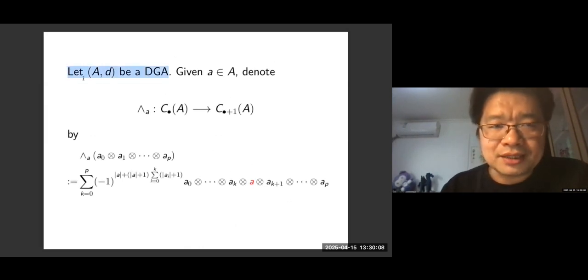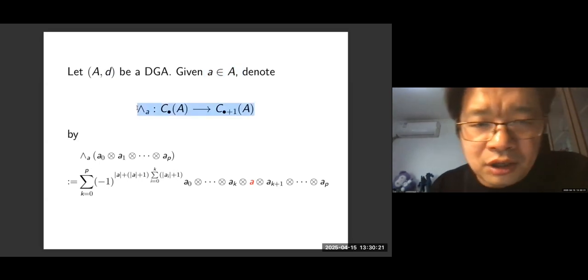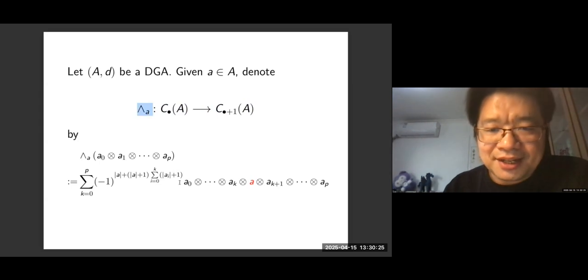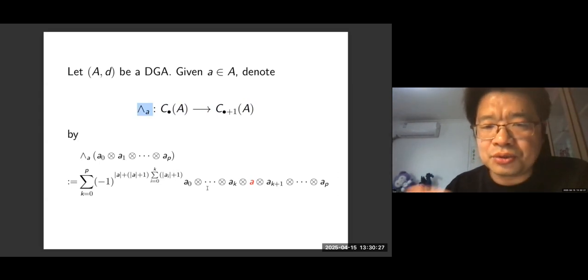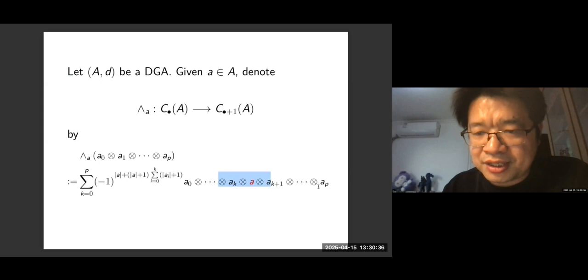It's a very algebraic construction. Suppose I have a differential graded algebra, where D is my differential. Given any element A of this algebra, I can define the following operation on Hochschild chains, by inserting A at different places. It's dual to the inner product. This is my operation lambda A. Basically, you insert this A everywhere in this chain complex.